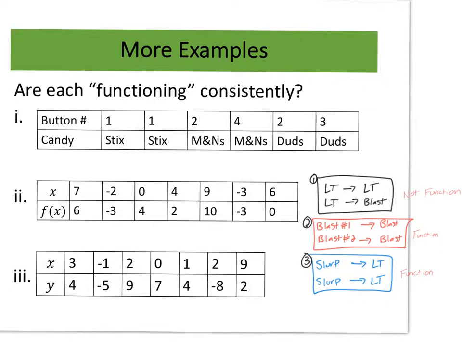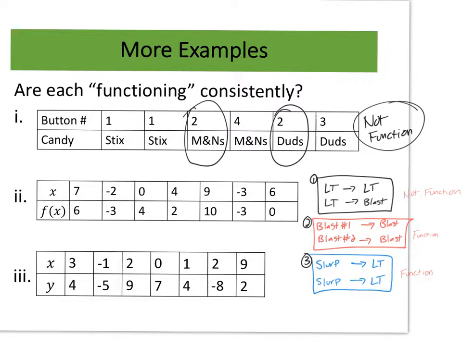And hopefully at this point you notice that number 1 is that I push button 1 for sticks, I push button 1 for sticks, I push 2 for M&Ms, and 4 gets me M&Ms. So far it's still a function, and it's no longer a function as soon as I get here, because it is very, very similar to problem number 1, where I push button number 2 and I get one thing, and then I push button number 2 again and I get a different thing. So this is not a function. And we can tell because the input does not have a consistent output.